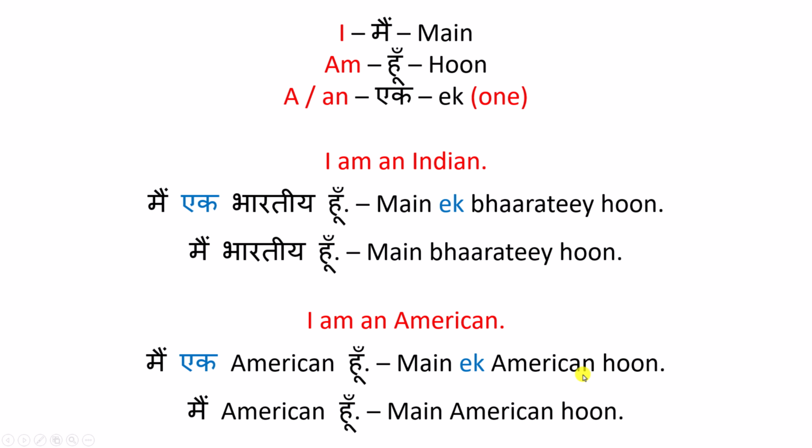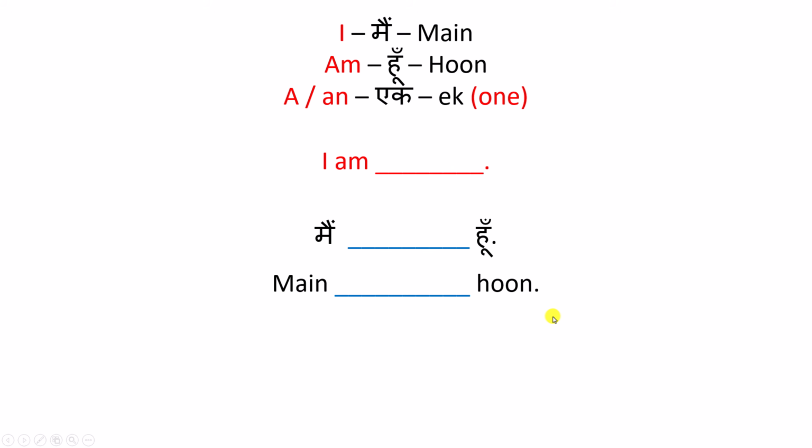मैं एक अमेरिकन हूँ. मैं is I, एक is an, American is the English word itself, हूँ is am. And leaving out एक, the sentence would be मैं अमेरिकन हूँ. Okay? Yes. So the sentence structure that we learned in this video is this: I am and something is मैं something हूँ in Hindi.